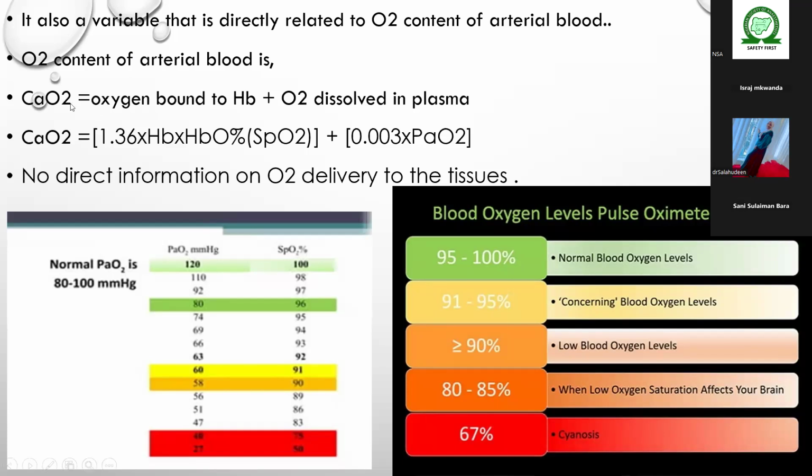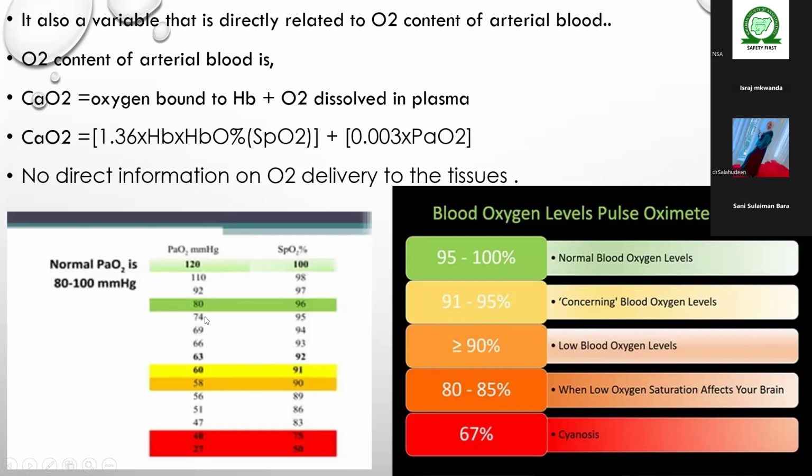But it is related in the sense that to calculate the oxygen content of the arterial blood, we need the oxygen bound to the hemoglobin in addition to the oxygen dissolved in the plasma. To get the oxygen bound to the hemoglobin, we have to multiply the constant 1.3 with the hemoglobin value and the saturation, which is our SpO2, before we add it to the oxygen dissolved in the plasma to get the oxygen content or oxygen flux of the tissue. So pulse oximetry gives no direct information of oxygen delivery to the tissue.